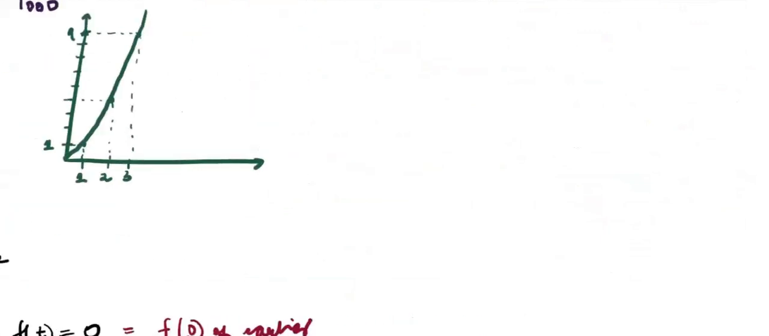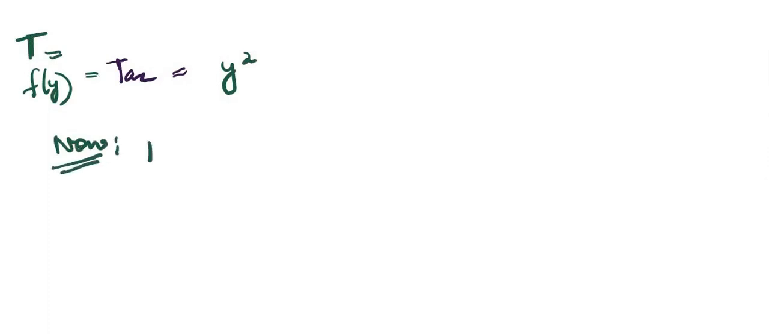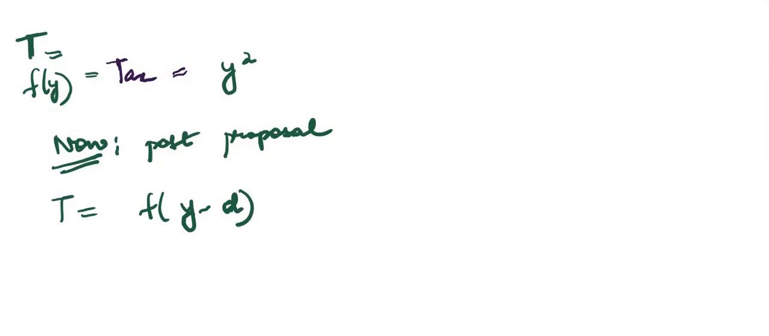Supposedly, I tell you that the tax that I'm collecting is y square, because it's a function of income. And now I tell you, this is a function of income and this is the tax that I'm paying. Now, post this proposal, I am supposed to pay tax on a lower level of income. So some amount will be deducted from my income and only on that my tax would be collected. So my tax would be y minus d whole square.